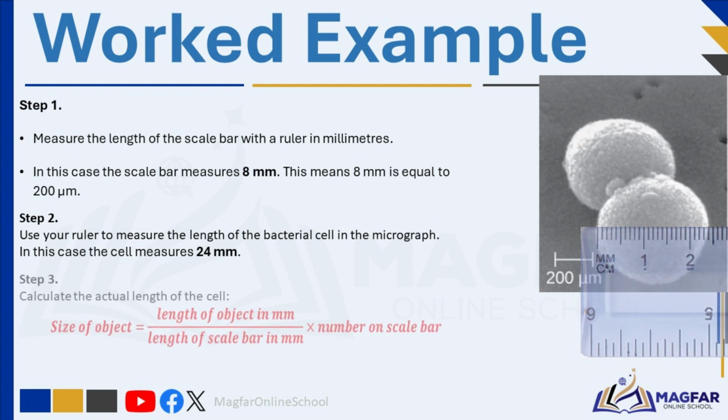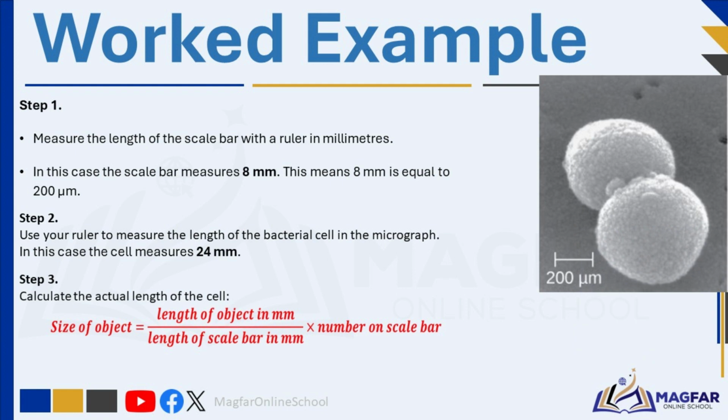Step 3. Calculate the actual length of the bacterial cell. The length of the bacterial cell in the image is divided by the length of the scale bar. The answer is then multiplied by the number on the scale bar. This means we divide 24 millimeters by 8 millimeters. The answer is then multiplied by 200 microns. If we do the calculation, we get an actual size of the bacteria of 600 microns.